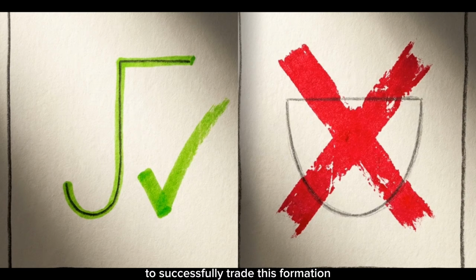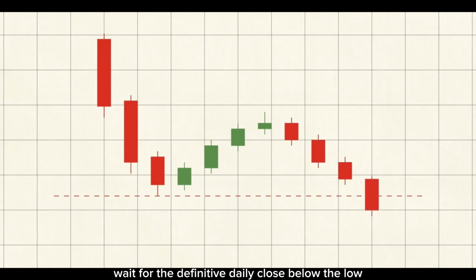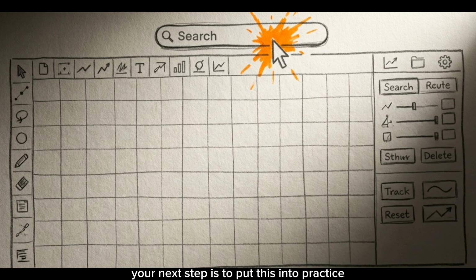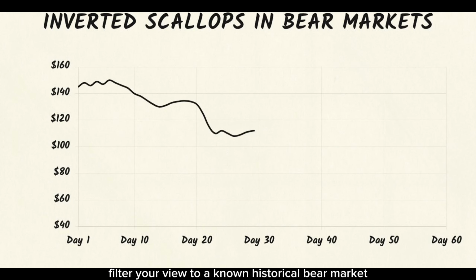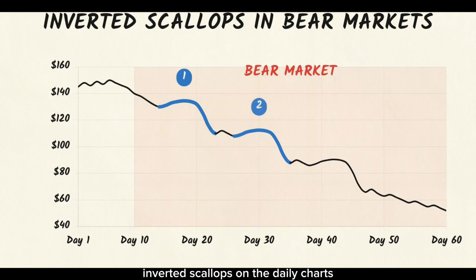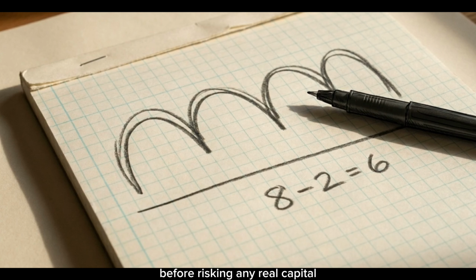To successfully trade this formation, your system must be rigid. Verify the inverted J-shape, filter out the symmetrical U-traps, wait for the definitive daily close below the low, and always set your stop loss. Your next step is to put this into practice. Open your charting software, filter your view to a known historical bear market, and locate 3 valid inverted scallops on the daily charts. Before risking any real capital, draw your horizontal confirmation lines and calculate your measured move targets on paper.